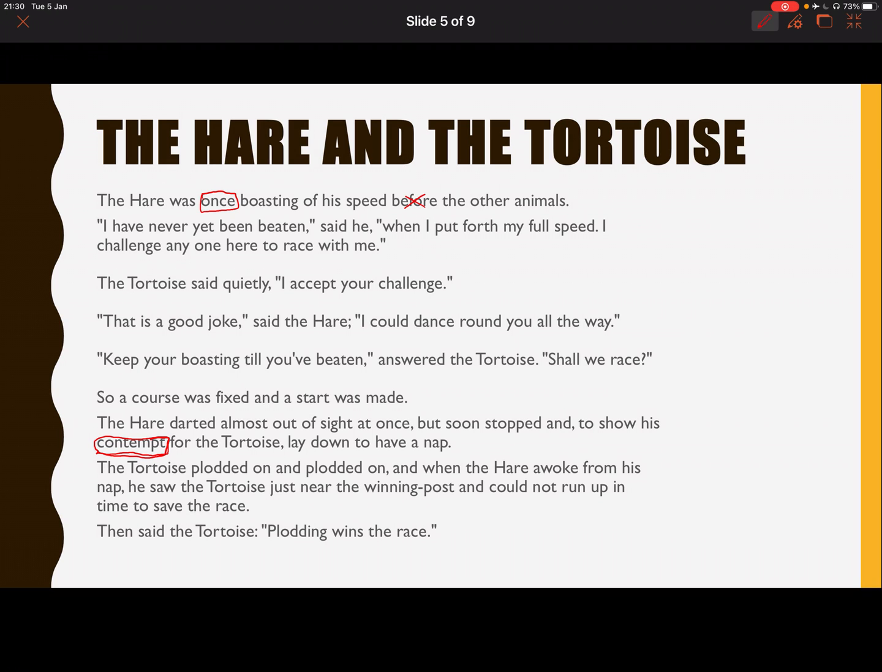So a course was fixed and a start was made. At once, that tells us time. Soon stopped, that tells us time. Then we've got when. We've got this phrase here, when the Hare awoke, that tells us time. And then we've got a then, that tells us time. So just after words that help us put it in order.